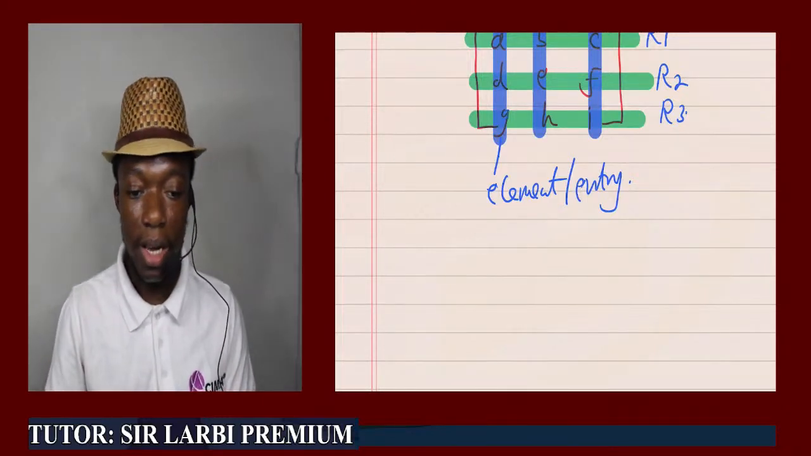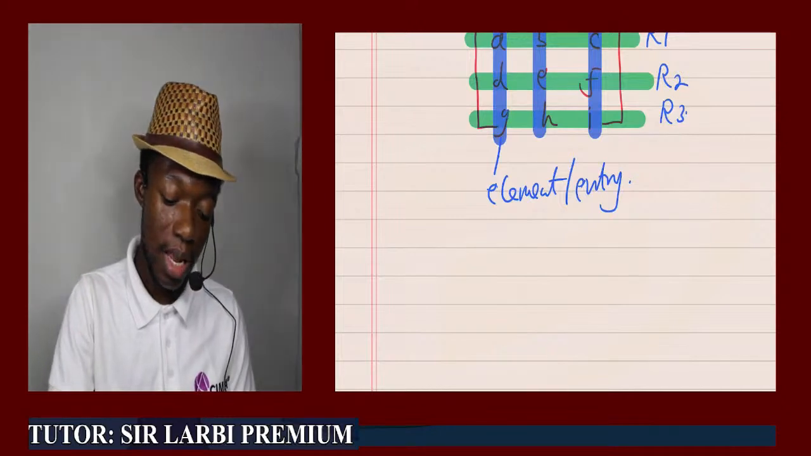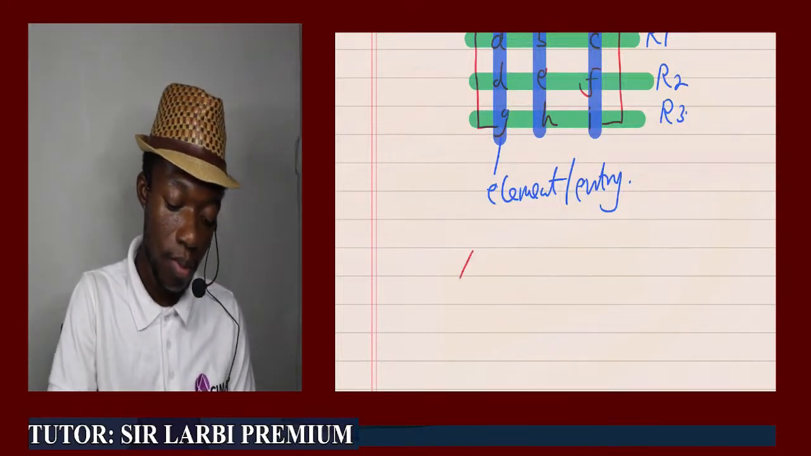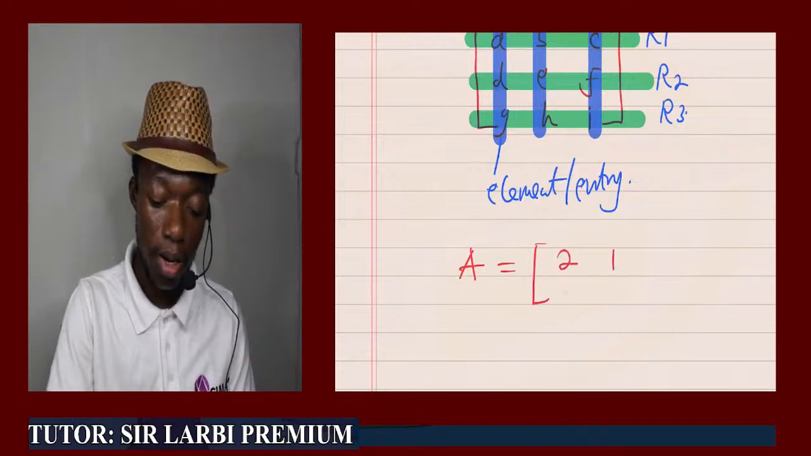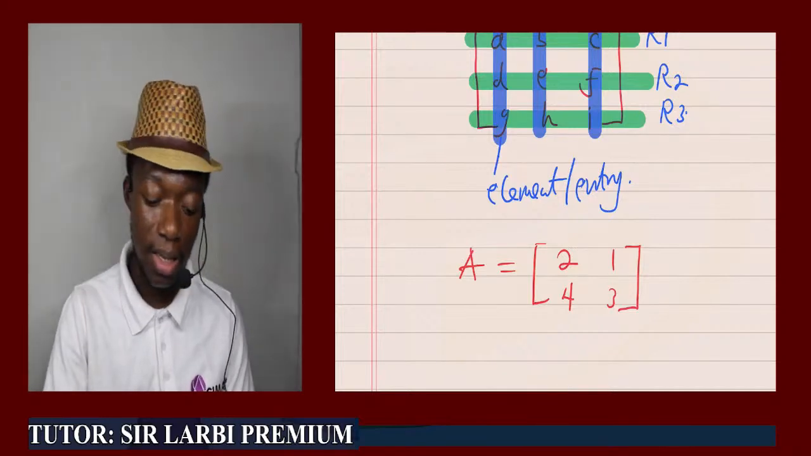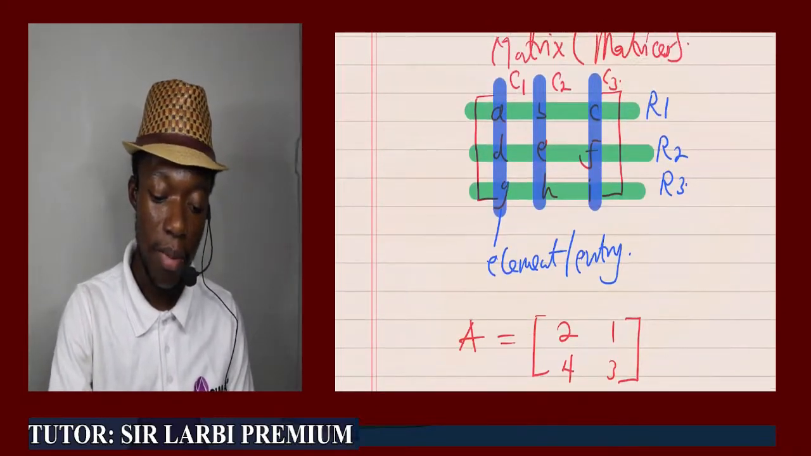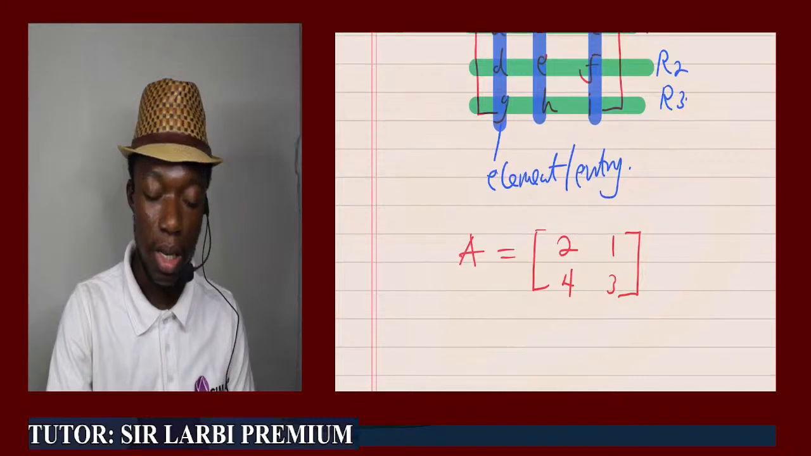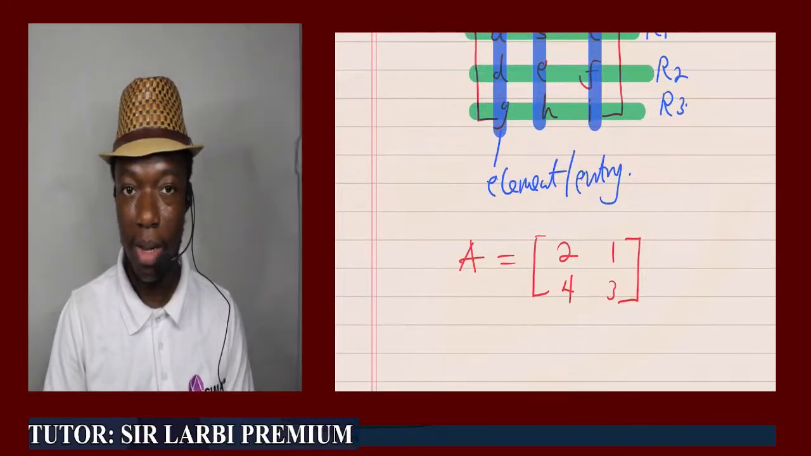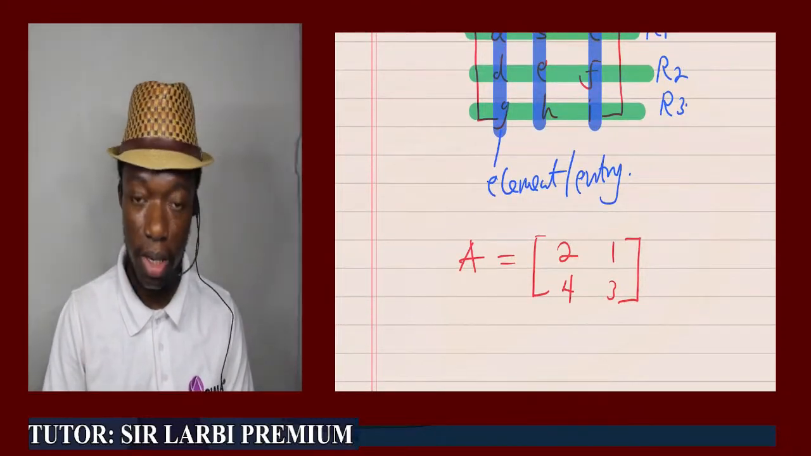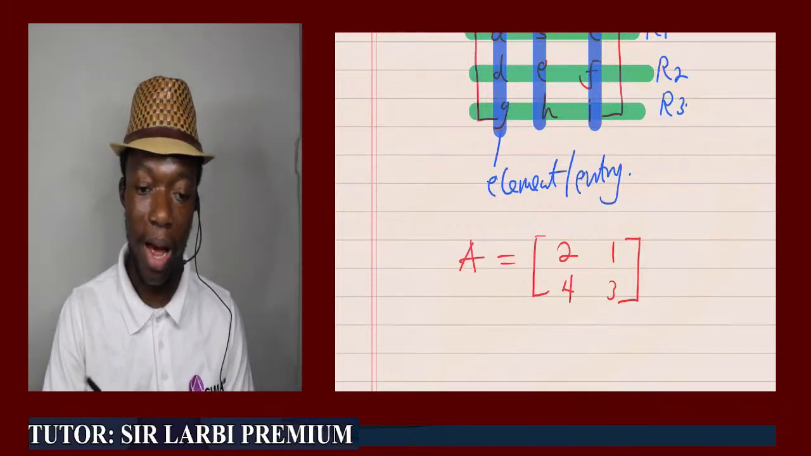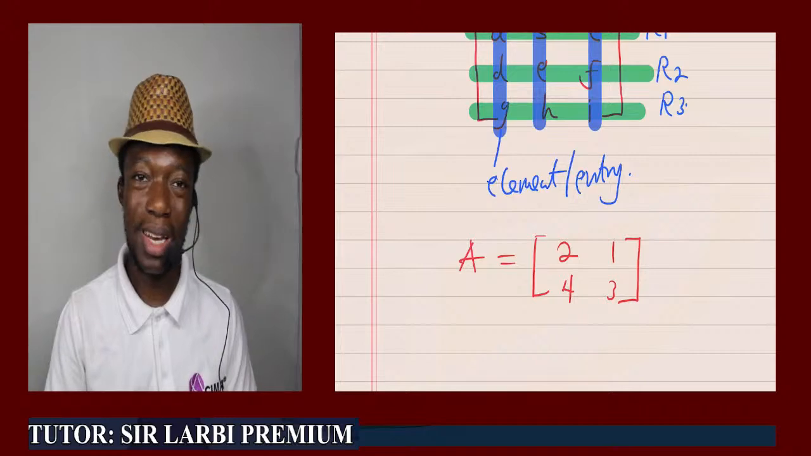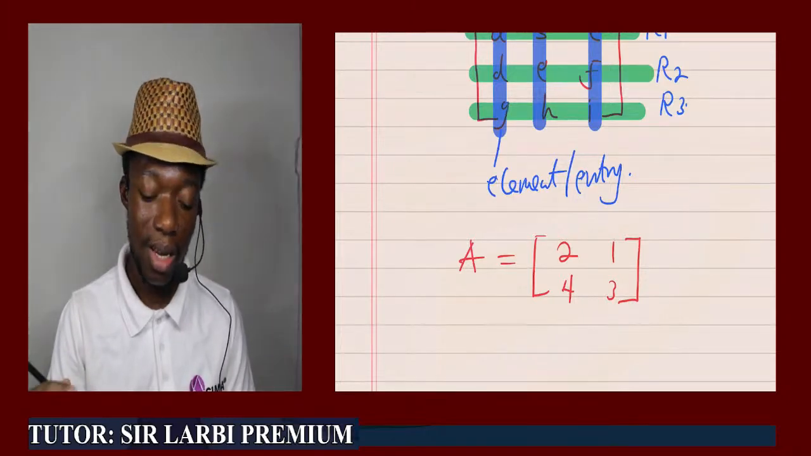So that means if I have, let's say, A equal to 2, 1, 4, 3 in this form, I can say that A is a matrix. Why? Because A, as a matrix, has rows and columns. So you may have 2 rows and 2 columns. By that, we can also look at the size of a matrix.